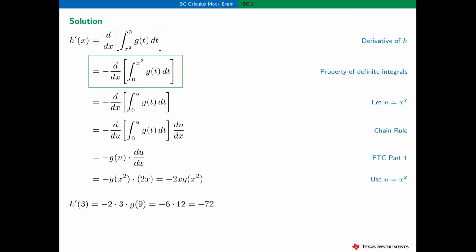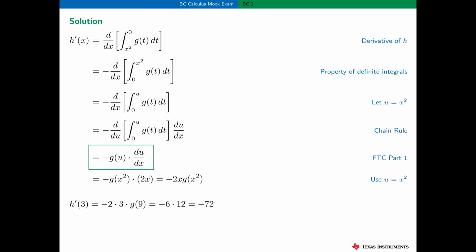First, I'll use a property of definite integrals, and that is, if I reverse the bounds, or the limits of integration, I need a negative sign in front. Since the upper bound is now a function of x, not just x alone, I'm going to have to use the chain rule. And this is actually a composite function, so I will rewrite the expression letting u equal x squared. Now, if I take the derivative of this expression, it's the derivative of the outer function evaluated at the inner function times the derivative of the inner function.